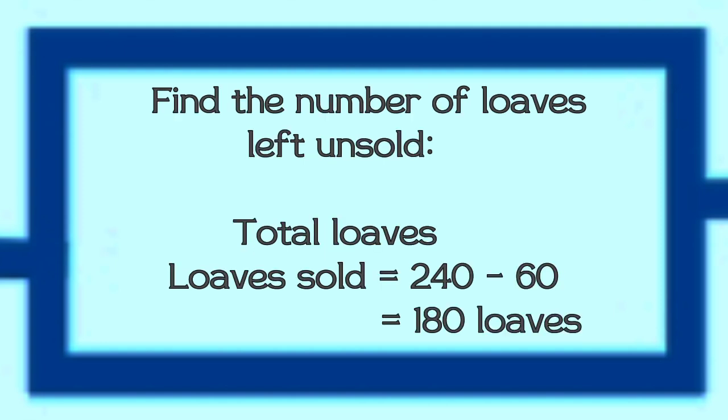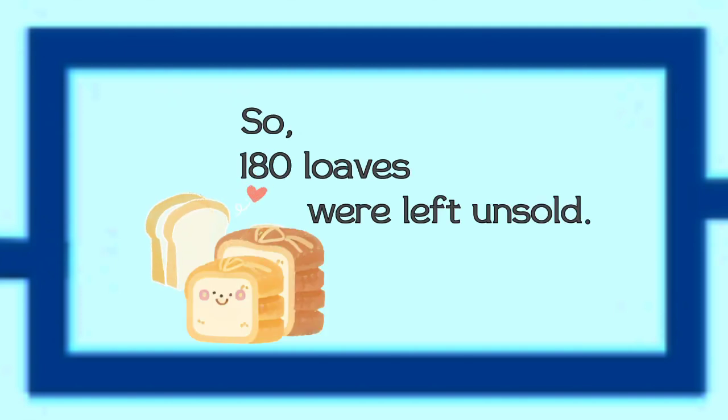Find the number of loaves left unsold. Total loaves minus loaves sold equals 240 minus 60, which is equal to 180 loaves. So, 180 loaves were left unsold.